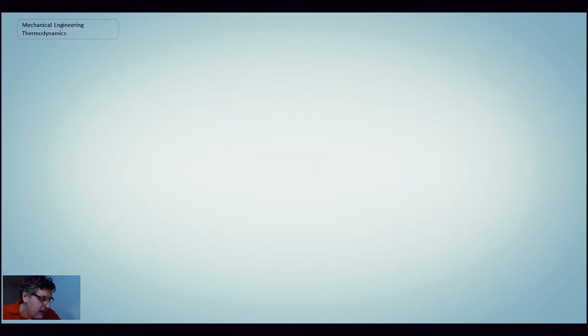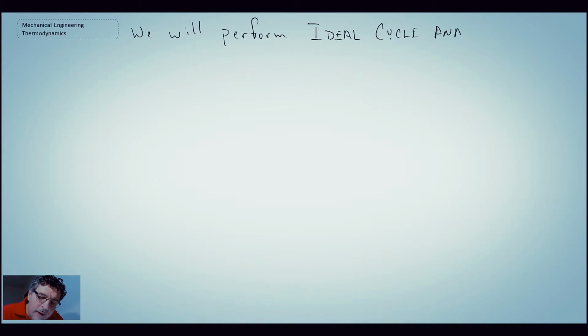So when we're doing our calculations, we're going to have to make some assumptions here because these cycles are very complex, and in order to do our basic analysis, we need to simplify things. So what we are going to be doing is doing what we call ideal cycle analysis. And I will write down what the different components of ideal cycle analysis are.